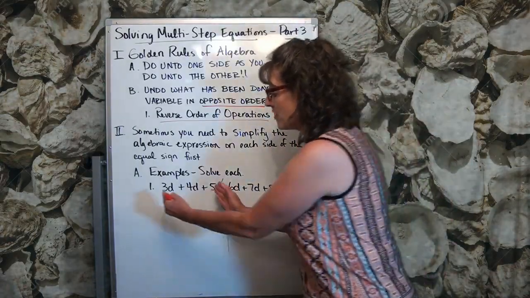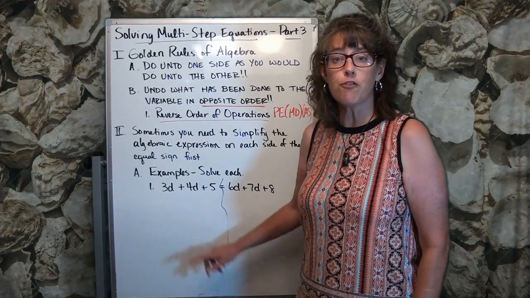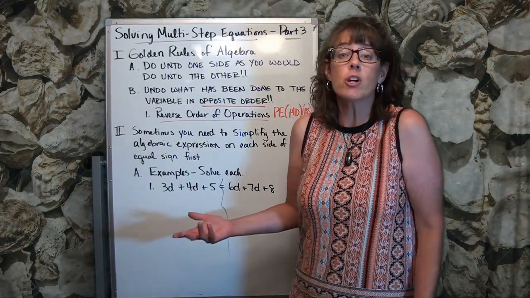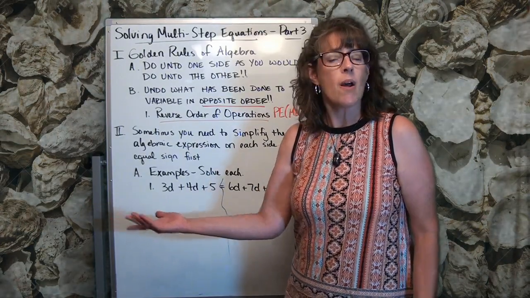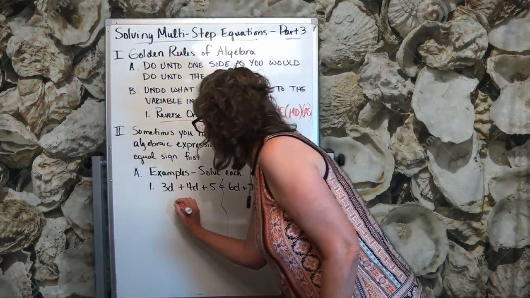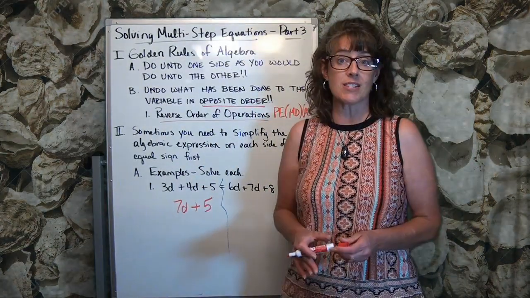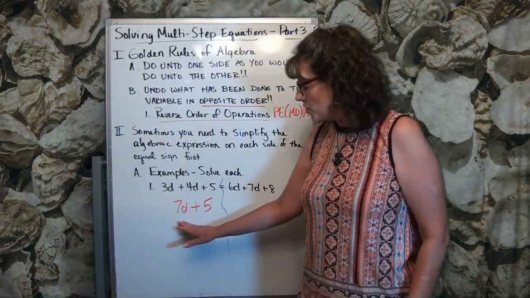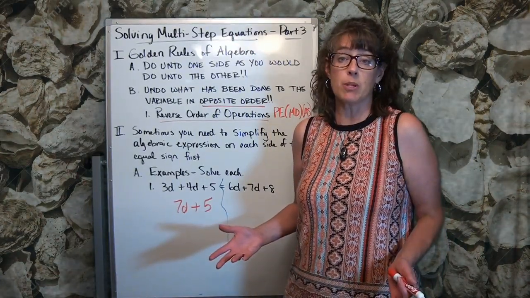So I'm looking at this side of my wall, I'm looking at everything in this pan going, now wait a minute, I have 3D's and 4D's in that pan, like literally the letter D. I have three of them, and then I have four more of them in that pan. That means I have a total of 7D's in that pan. So what I'm going to do is I'm going to simplify that side. Now, there's nothing more that I can do because I cannot take that 7D and add a 5 to it. They're not like terms. I can't put them together.